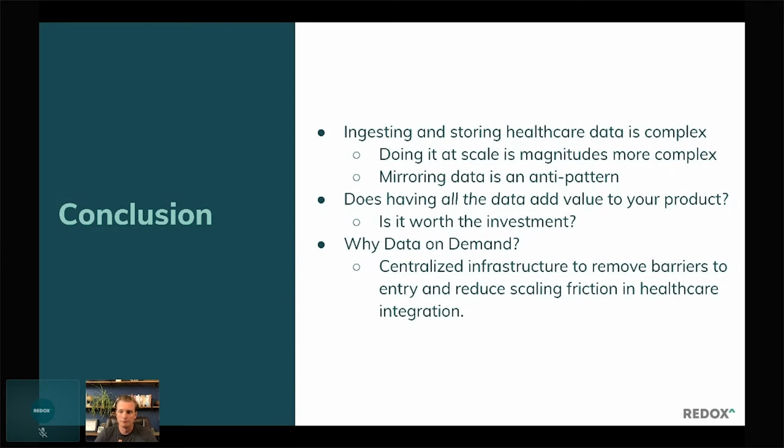So essentially, we want to create centralized infrastructure to remove barriers to entry into healthcare integration and to reduce scaling friction in healthcare integration. And that's why we built Data on Demand. So that if it's really not adding value to someone's product, maybe they could take a look at Data on Demand as an alternative to trying to go through this complex journey and maintain this complex architecture. So that's all I have.